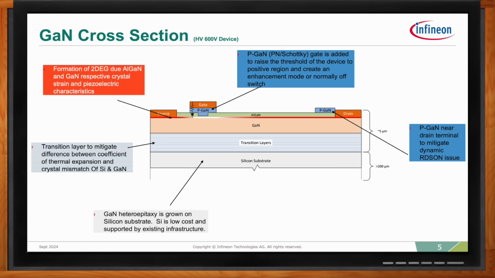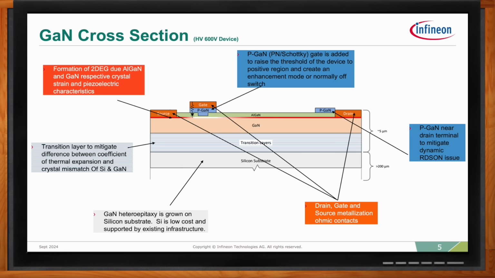A second P-GaN is added near the drain to mitigate trapped charges, which otherwise led to on-resistance variations when the device is dynamically switched. This issue is referred to as dynamic RDS(on), which is now resolved by the structure shown here. And finally, the drain, gate, and source metallizations are added to form the 3 terminals of the device. So this lays out how a cross-section of a GaN device would look.